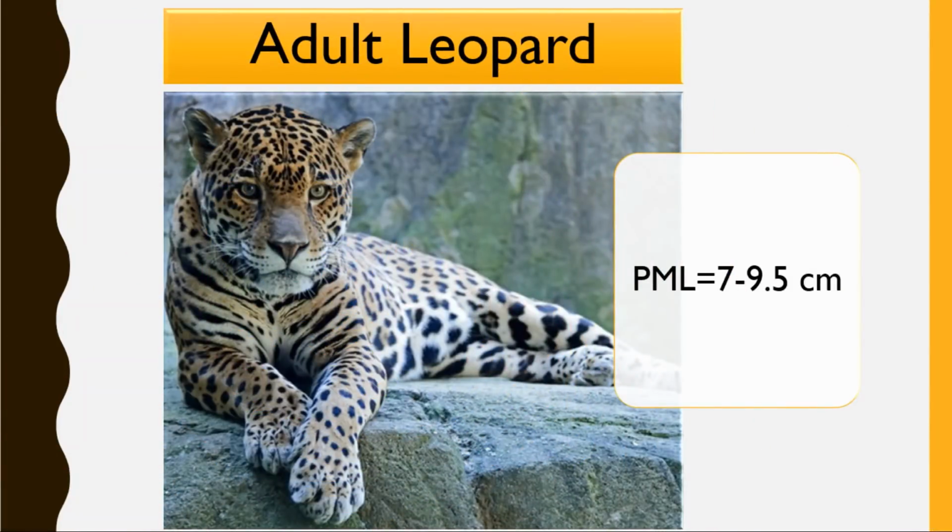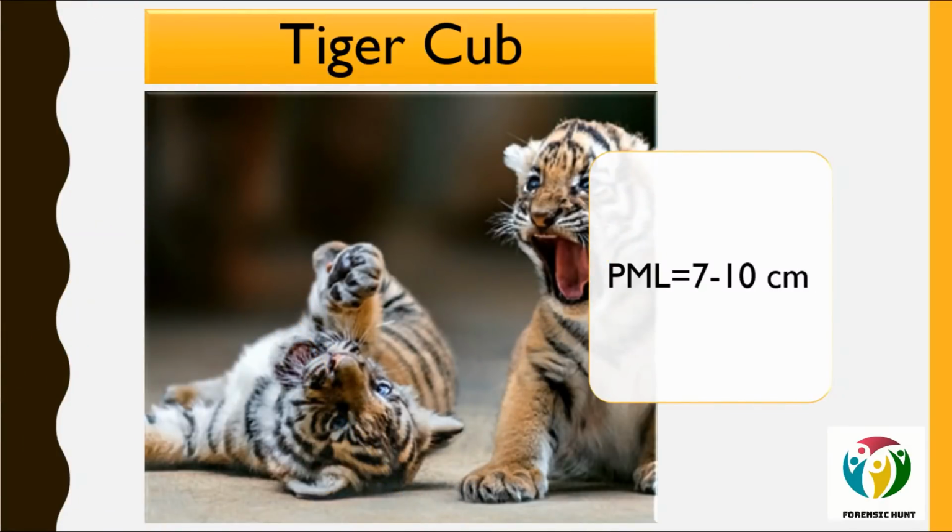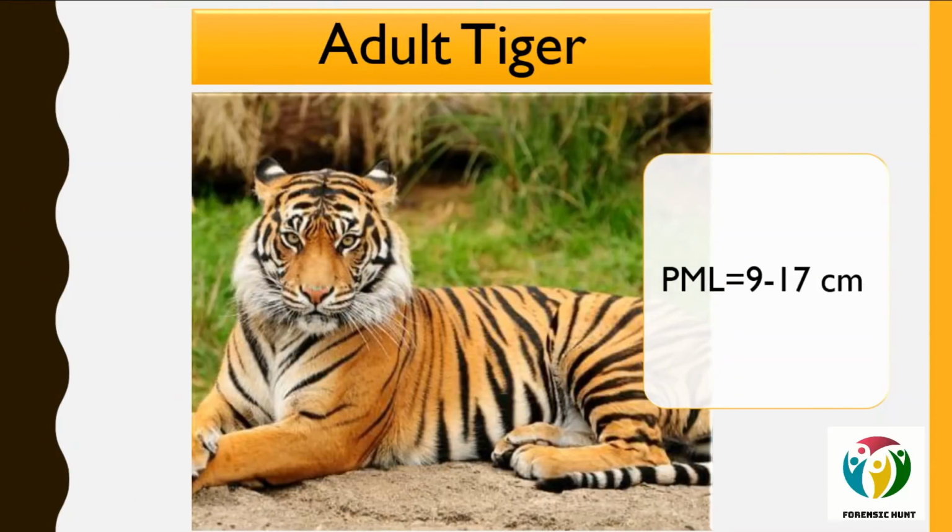Now the next level after this is the adult leopard, that is, if the PML is 7 to 9.5 centimeter, then there are chances that the given pug mark would be of an adult leopard. And this is the same size which would be present in the case of a tiger cub, which we have studied in the previous slide: the tiger cub and the adult leopard have almost a similar size. Now the next level after the tiger cub would be the adult tiger. So the PML of it would be around 9 to 17 centimeter.